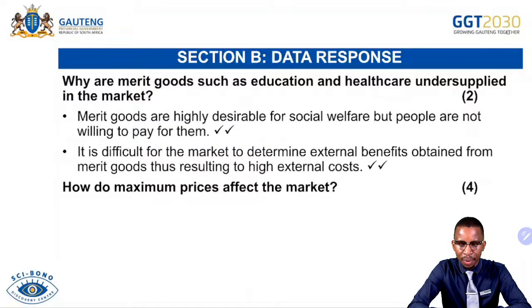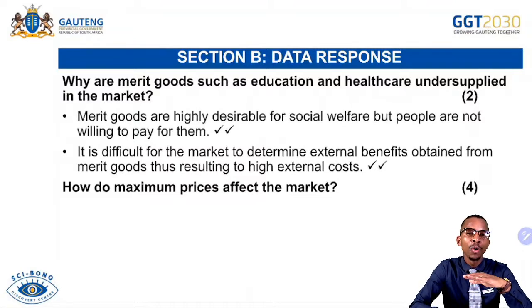How does a maximum price affect the market? Remember, if we talk of the maximum price, we are referring to what we call the price ceiling, the price that is set by the government to be below the market equilibrium. If ever the state intervenes by setting the price below equilibrium, we are trying to ensure that goods are highly affordable in the society or in the economy.